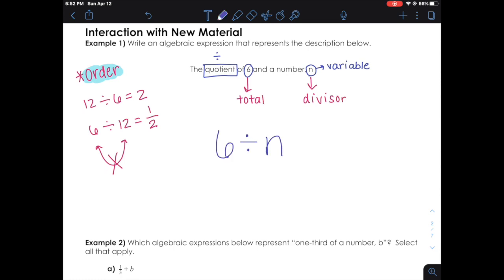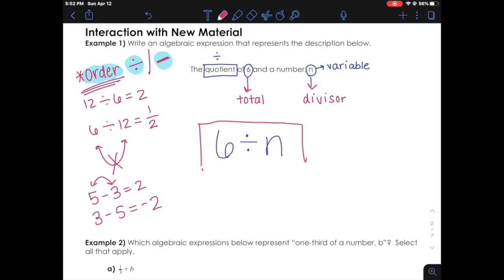So it's super important to remember that order matters when it comes to division and actually subtraction as well, because here's another example with subtraction. 5 minus 3 equals 2. But if I flip these around and do 3 minus 5, that does not equal 2. That actually equals the complete opposite. It equals -2. So it's really important to pay attention to your order when you're working with division and when you're working with subtraction. So again, our final answer was 6 divided by n is what represents the written expression, the quotient of 6 and the number n.